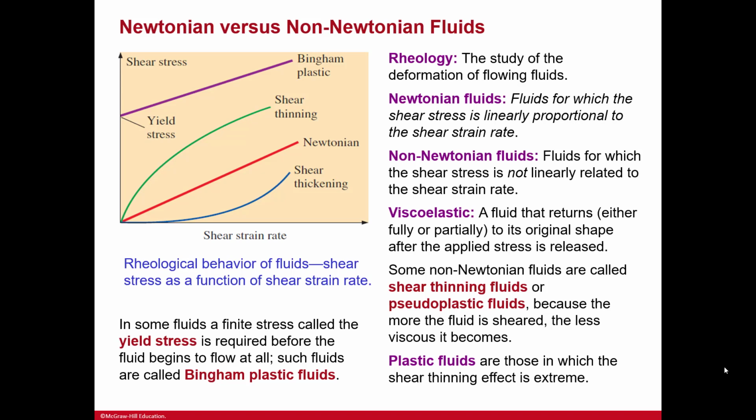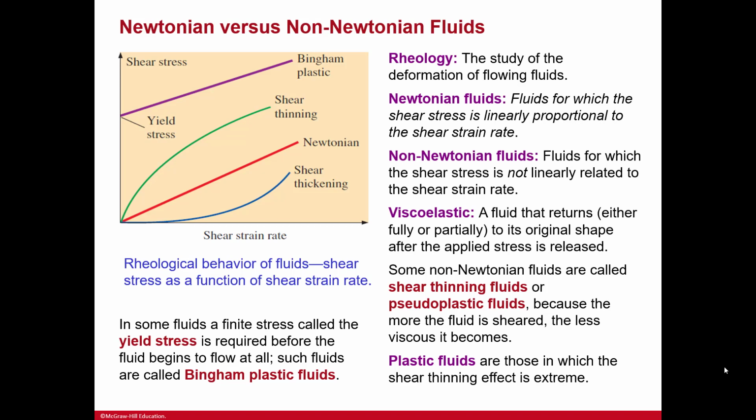So then you get non-Newtonian fluids, which is just the opposite. Fluids for which the shear stress is not linearly related to shear strain rate. So you can't predict, right? So if you have something and you apply a shear stress to it, a great amount of shear stress, it's not going to behave as you would expect or linearly when it is receiving or showing that shear strain rate.